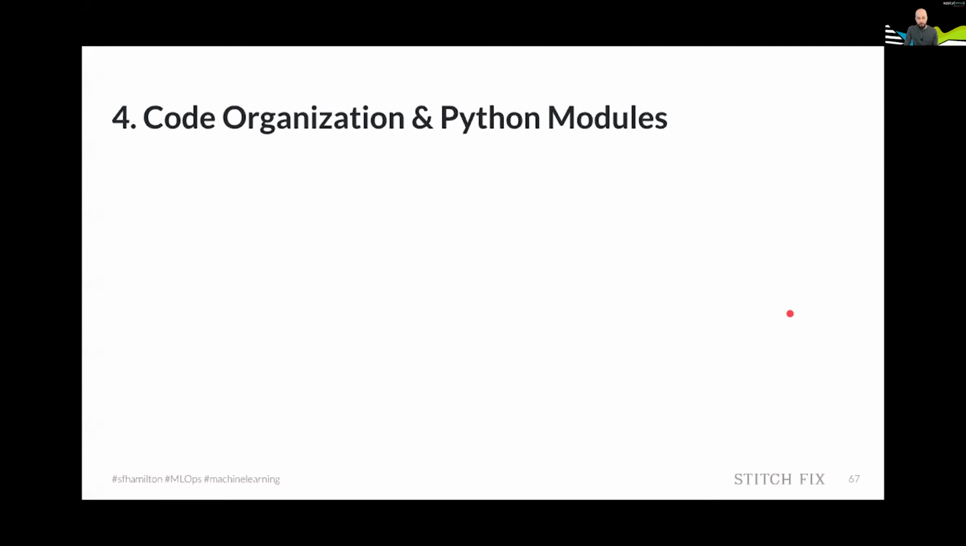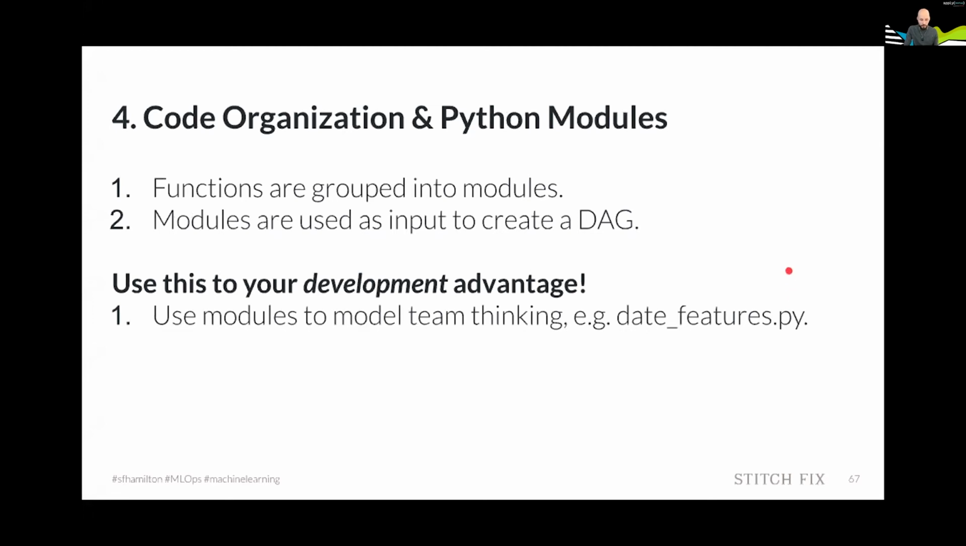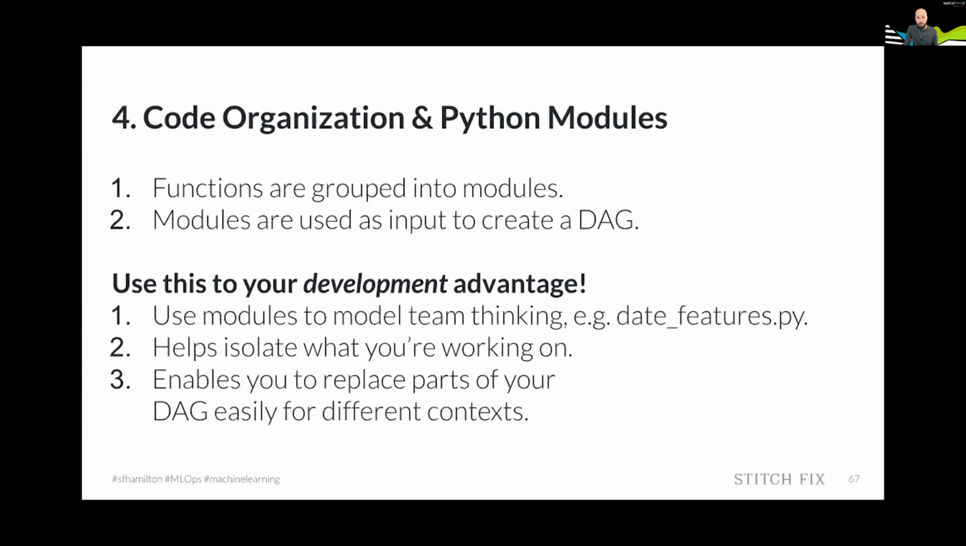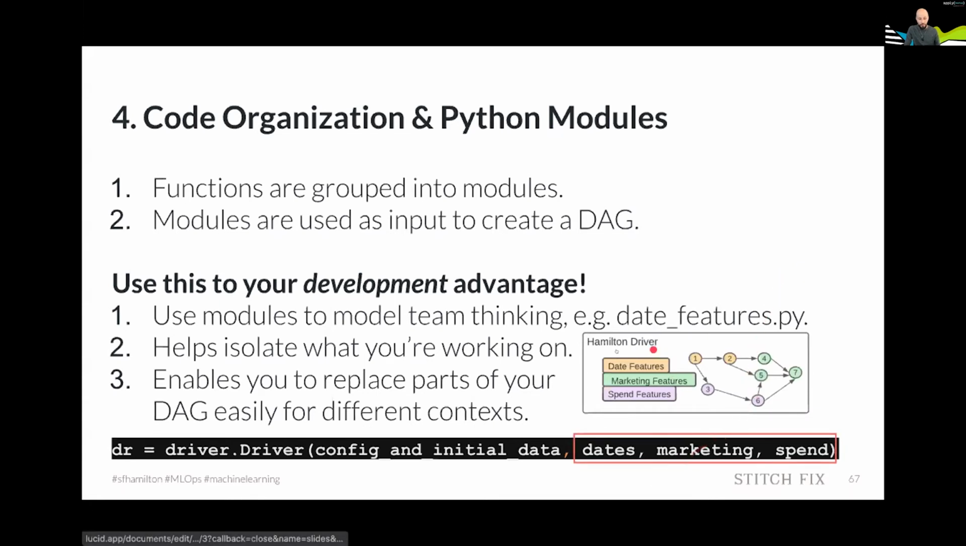Fourth thing is code organization: Python modules. Functions are grouped into modules, and then you use modules as input to create a DAG. Use this to your development advantage, and use modules to model team thinking. In the case of the Fed team, they stuck things into modules that made sense for them. This helps isolate what you're working on and enables you to replace parts of your DAG easily for different contexts. Specifically, when you create a driver, you pass in a bunch of Python modules. You can not include modules to change the shape of the DAG and what's available, and you can easily create shadow modules to replace things. So if you get the module structure right, it gives you a lot of ability to compose and change the DAG as necessary.